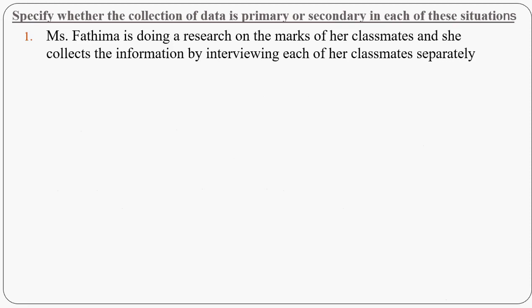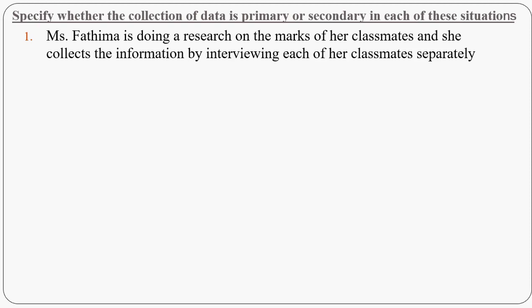Now let us understand. Students, you need to specify whether the collection of data is primary or secondary in each of the following cases. So case number 1. Miss Fatma is doing a research on the marks of her classmates and she collects the information by interviewing each of her classmates separately. So I think, dear students, you have understood the case. Fatma is doing her research and she is collecting information. What we need to identify is whether she collects fresh information or already published information. So that is the thing we need to understand. Once we understood, it will be very clear to differentiate whether she has collected primary or secondary data.